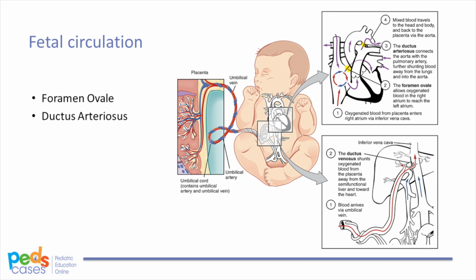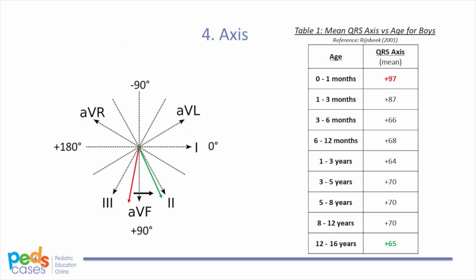The QRS axis represents the overall mean direction of ventricular depolarization and is important in supporting a diagnosis of ventricular hypertrophy and other conduction disturbances or congenital heart lesions. It is routinely calculated in the frontal plane using the limb leads. The norms for mean QRS axis by age are shown in the slides. Note how the axis gradually progresses from right to left with age.